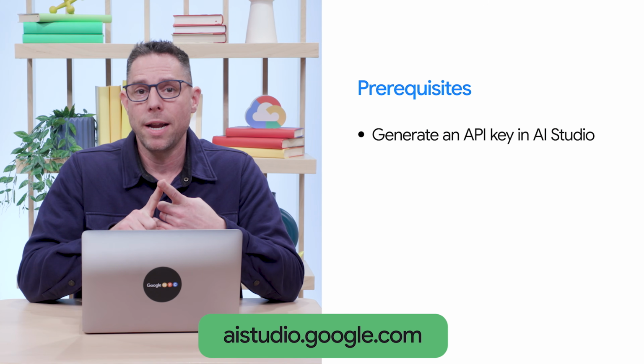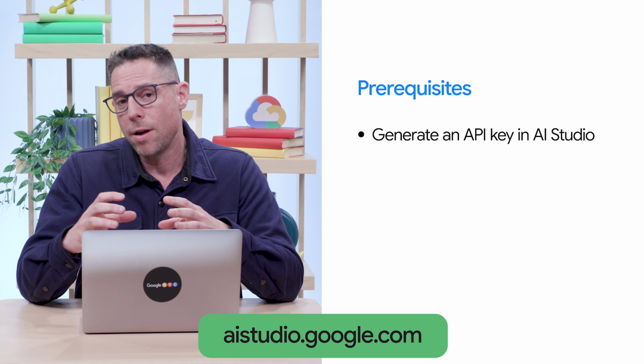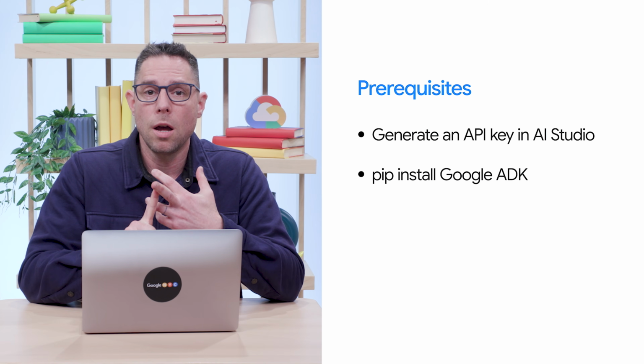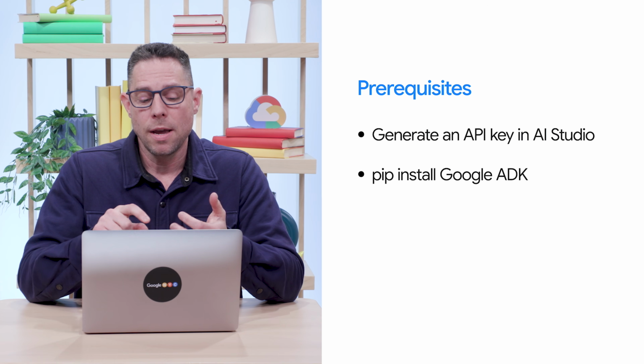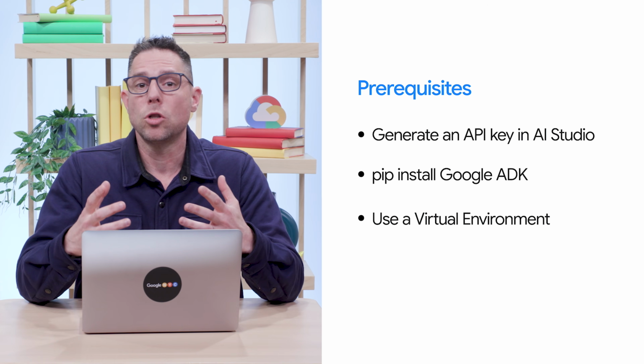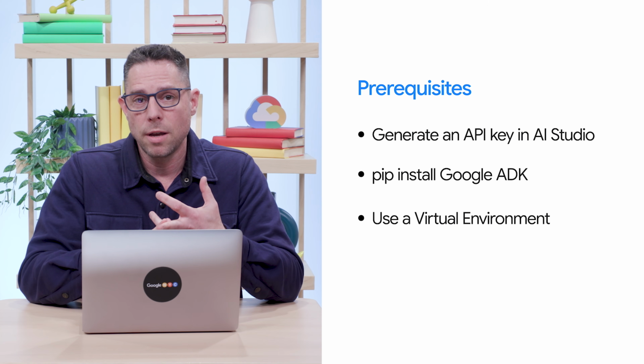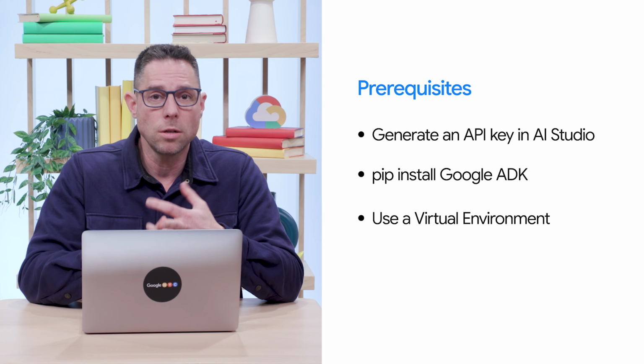You're going to want to go to AI Studio to generate an API key to interact with the Gemini API. You're also going to want to pip install Google ADK. And I recommend doing all of this within a virtual environment. But once you have an API key and once you have the ADK Python package installed, then we can get started.